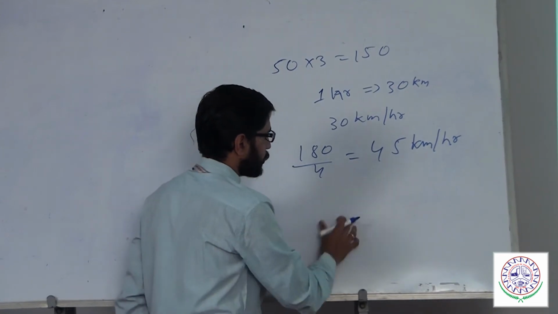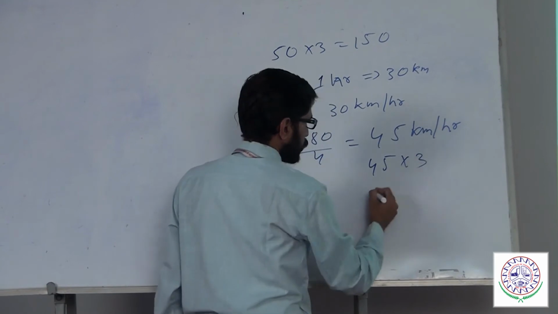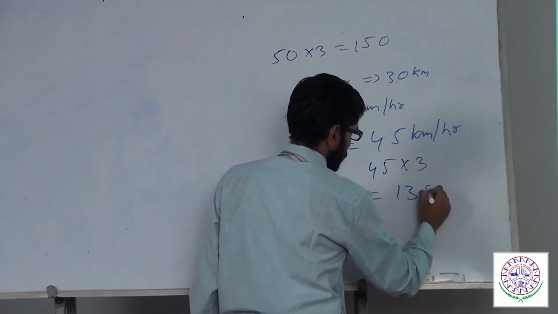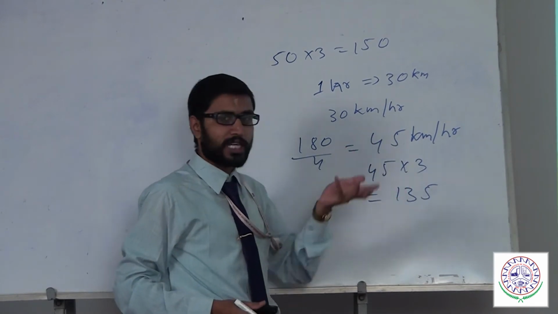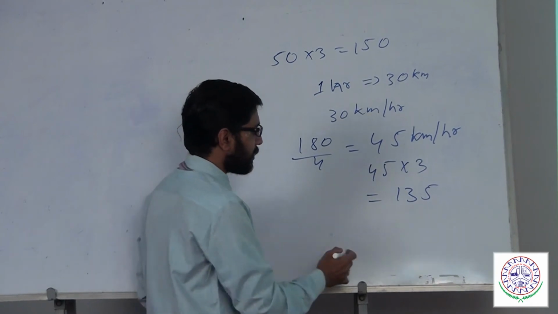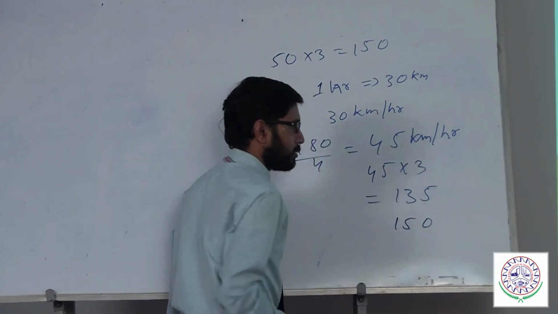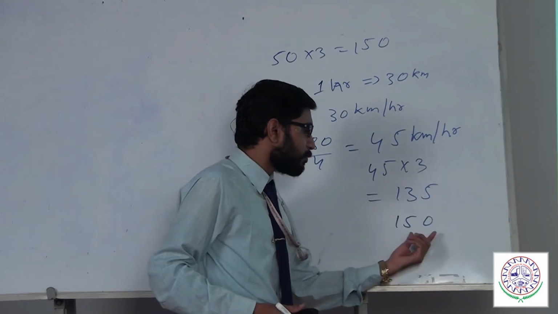If you take the first 3 hours, 45 into 3 will be 135. If he goes at a speed of 45, he has to cover 135. But he is going at 50, so how much has he covered? He has covered 150. So how much extra is it? 15 extra.